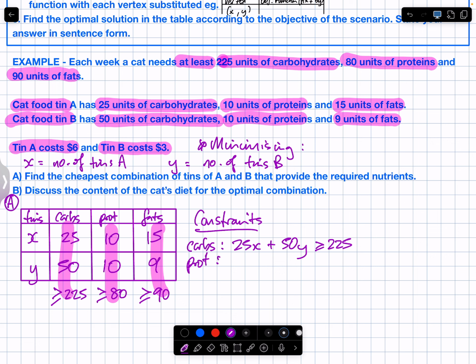Tired of hearing my voice? Someone tell me the constraints for protein. Yep. Greater than or equal to 80.